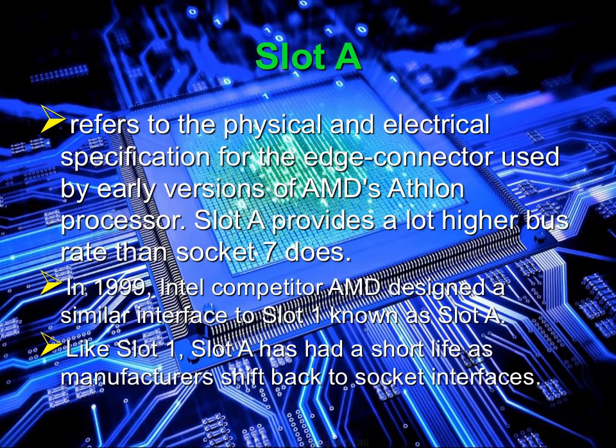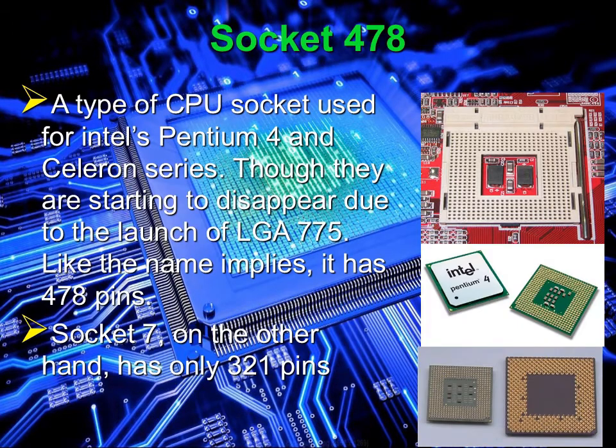And second is slot A. Slot A is the specification for the edge connector used by earlier versions of the AMD Athlon processor. Slot A provides a much higher bus rate than Socket 7 does. In 1999, Intel-compatible AMD designed an interface similar to slot 1, known as slot A. Like slot A, slot 1 has since been replaced as manufacturers shifted back to sockets.